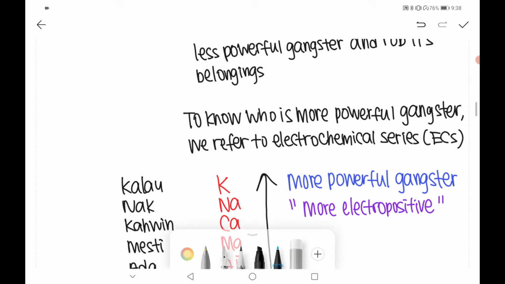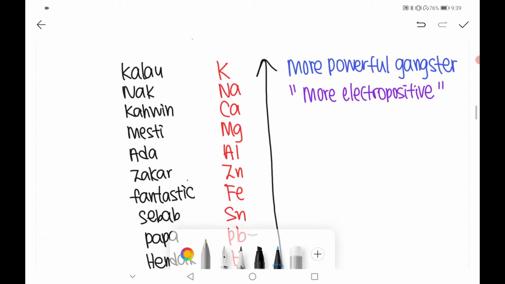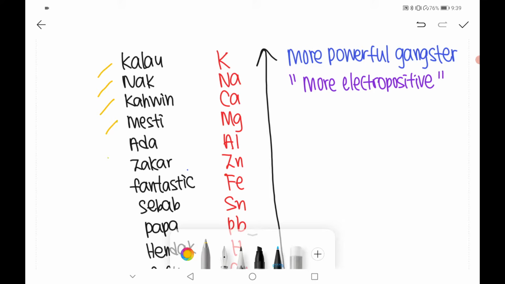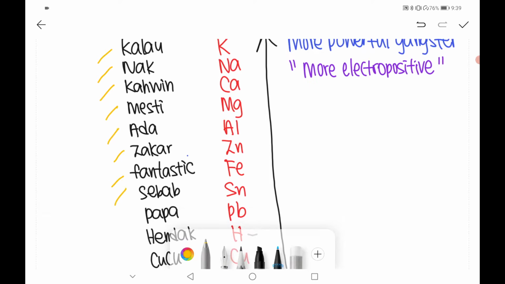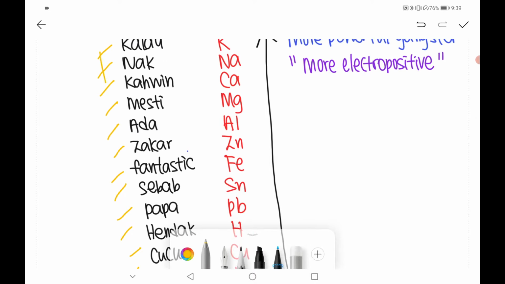If we want to know who is the more powerful gangster, we need to refer to the electrochemical series. How do we know which one is the more powerful gangster? We need to refer to the electrochemical series. We learned about the electrochemical series in Form 5 Chapter 1 as well. This is how we memorize the electrochemical series: kalau nak kahwin mesti ada zakar fantastic sebab papa hendak cucu anak. From here we can sort out the sequence.